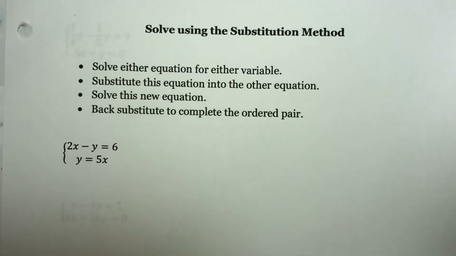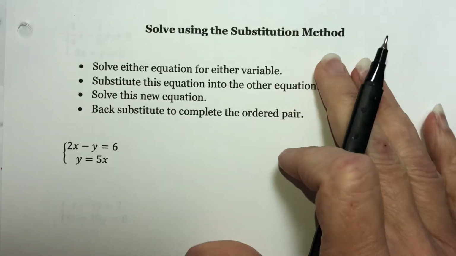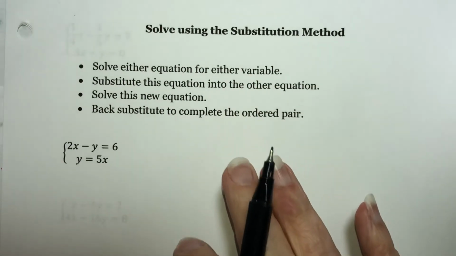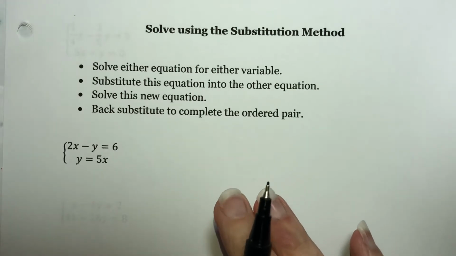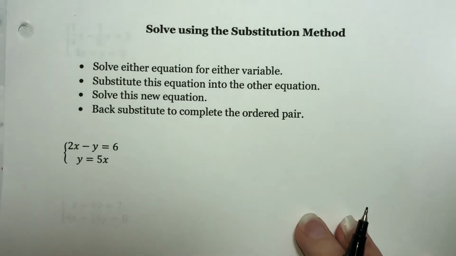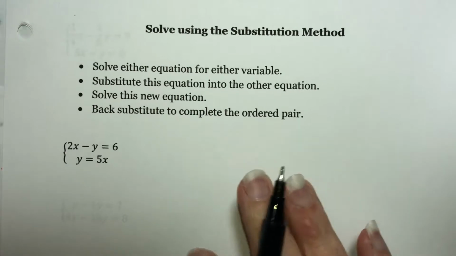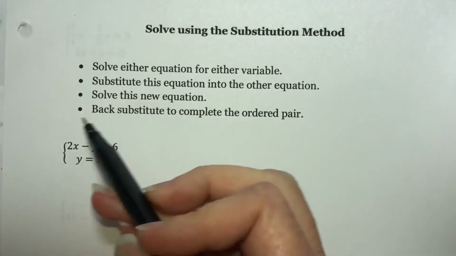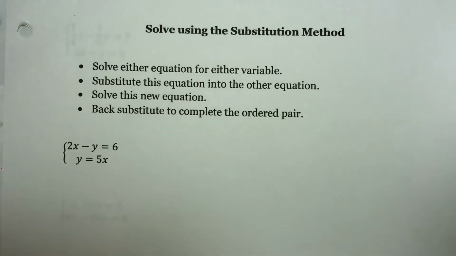This is part 2 of section 4.1. We are now going to talk about the substitution method to solve systems of linear equations. What we're going to do is solve either equation for either variable. Often, as in this example, something will be done for you. On other examples, it will be really easy to get a variable alone.